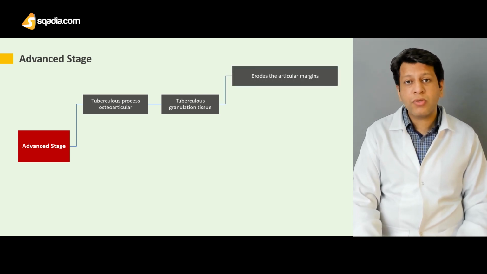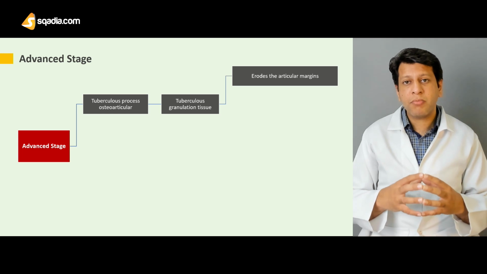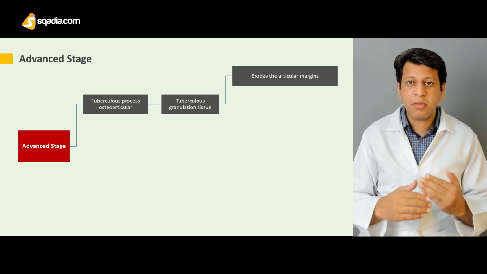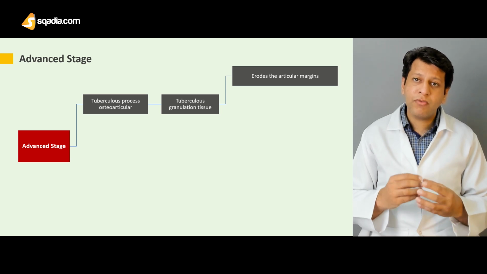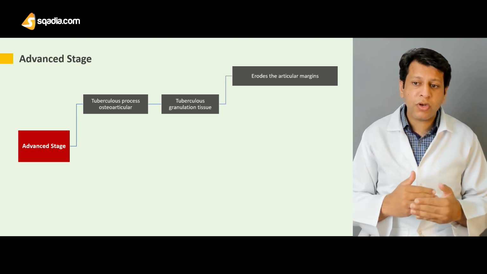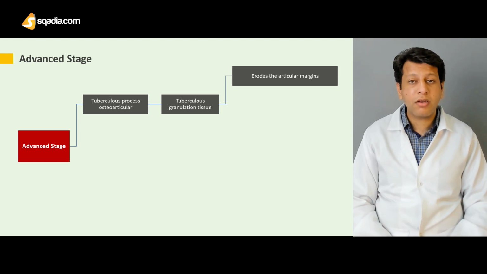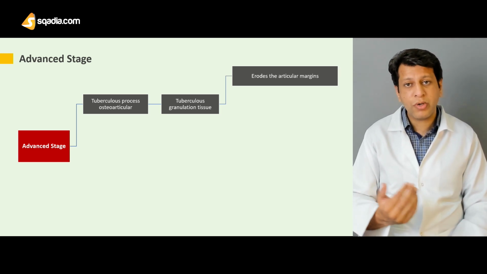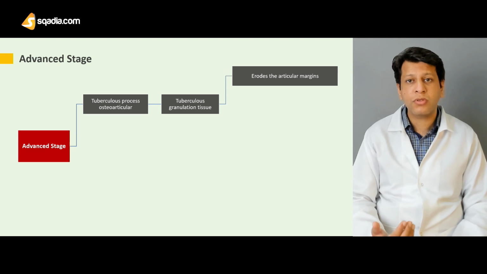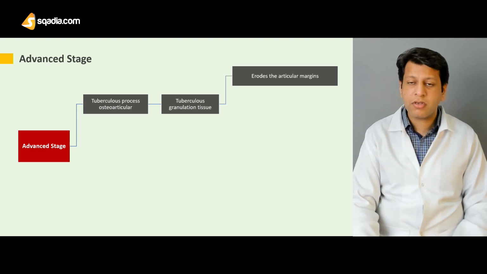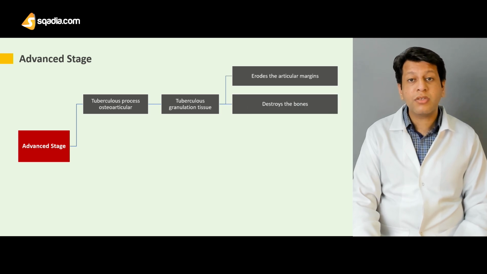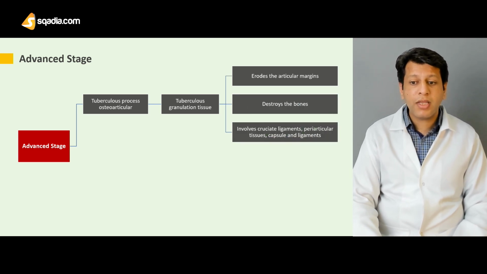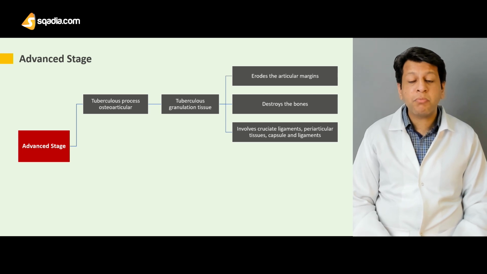Why does this happen? Because as the Mycobacterium tuberculosis multiplies, it causes certain areas of focal necrosis where the tissue has become necrotic. It will erode the articular margins and articular cartilage, and then subchondral bone will be exposed. From then onward, this Mycobacterium will go into the subchondral bone and destroy the bone. From then, it involves the cruciate ligament, periarticular tissue, capsule, and ligaments.